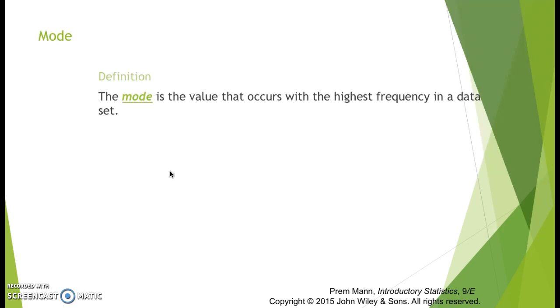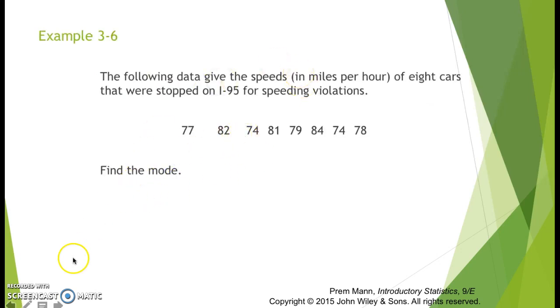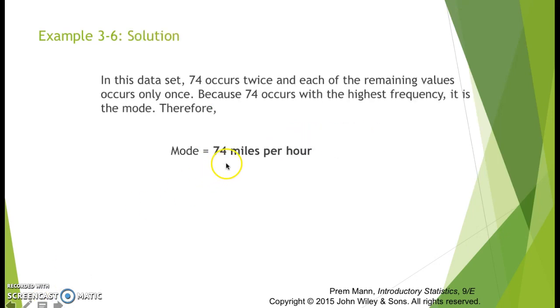So the mode is the value that occurs with the highest frequency in a data set. So here we have a list of speeds in miles per hour of 8 cars that were stopped for speeding. Don't speed, people. It's not safe. And this says find the mode. So we're looking for the one that occurs most often. Hopefully you can look at that data set and tell that it is 74. It occurs twice. Everything else only occurs one time.